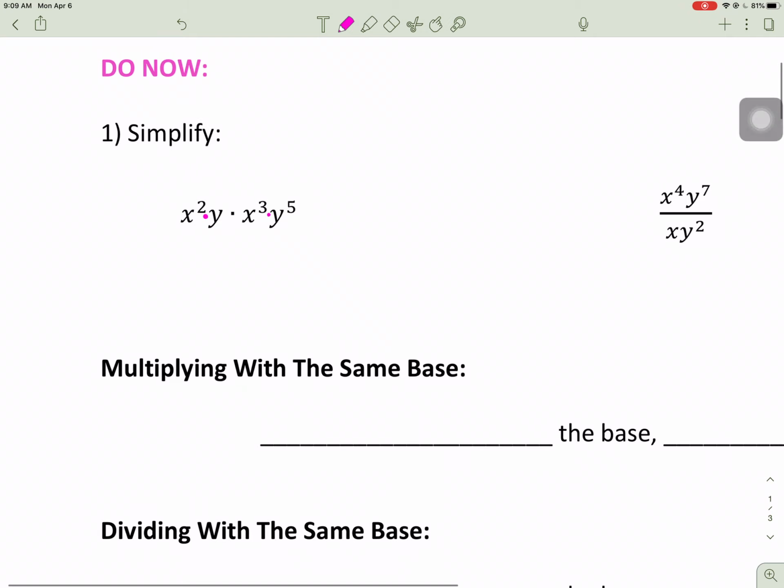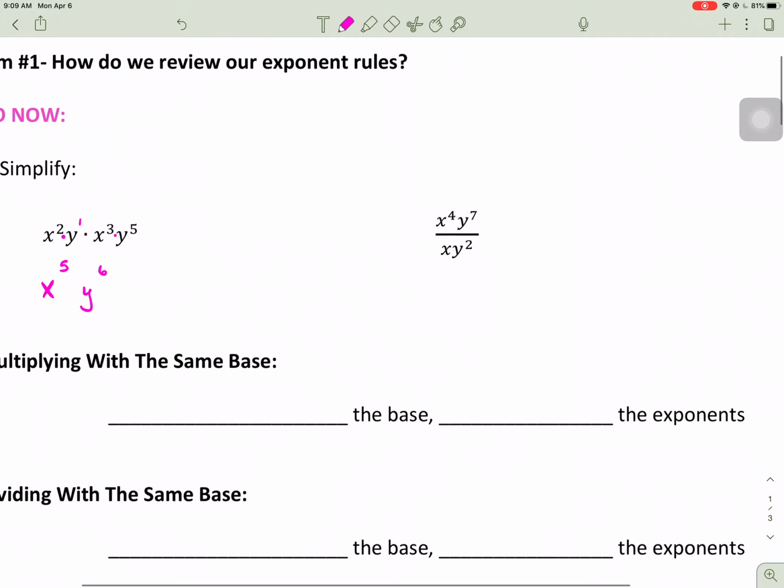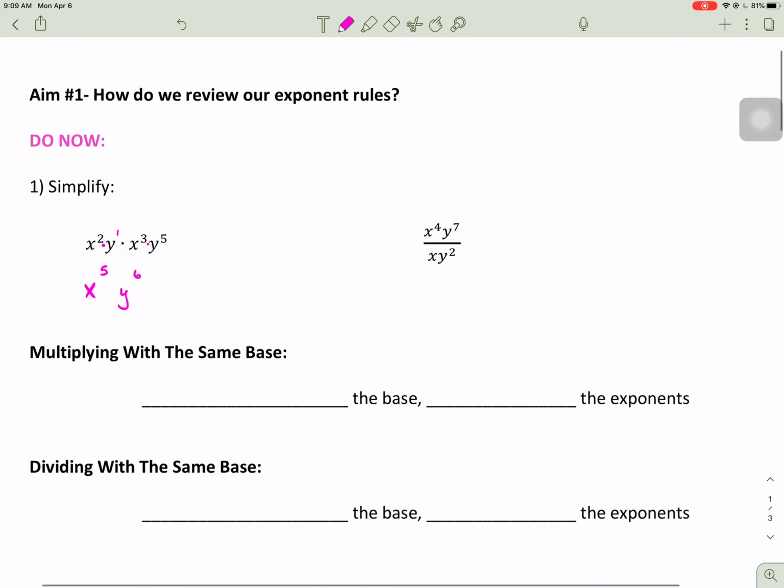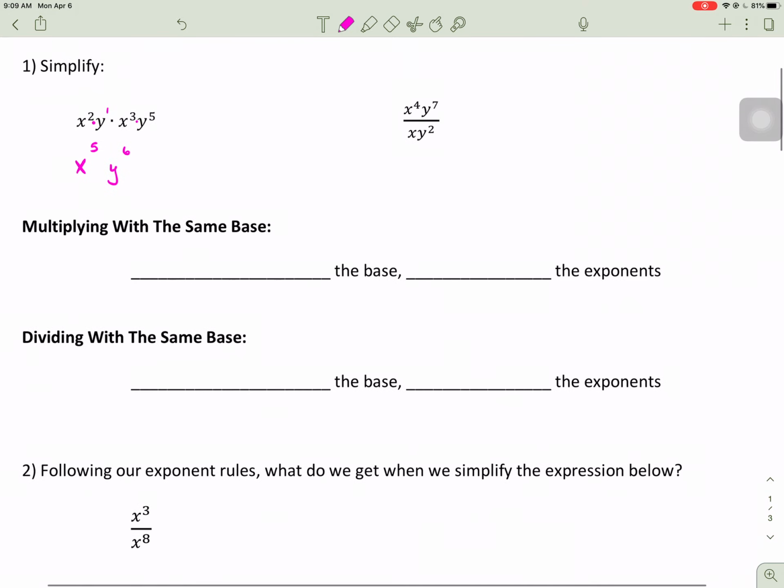So what do we do here when we have the same bases? We keep the base, and we add the exponents. And this is to the first, so we get y to the sixth. What about for division? Well, for division, first let's write this here. Multiplying with the same base, keep the base, add the exponents.